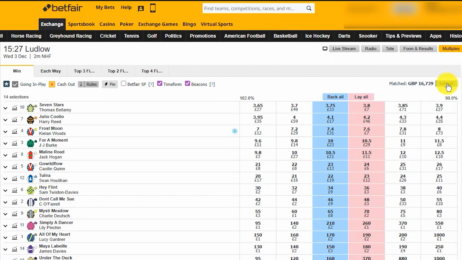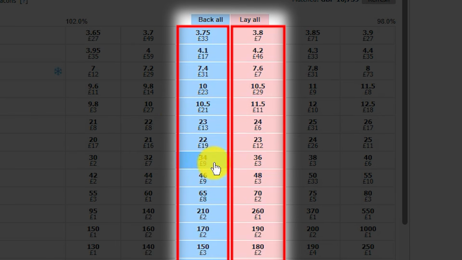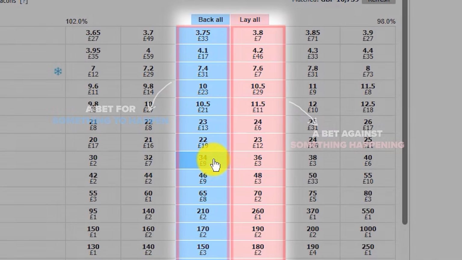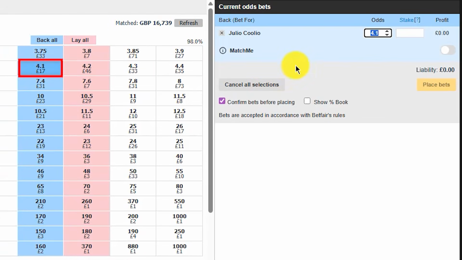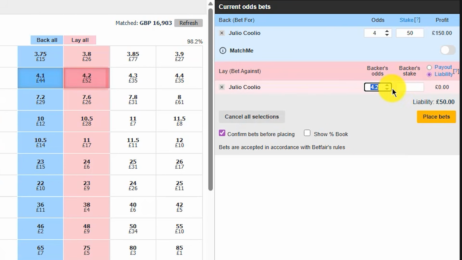On every market, you'll see blue odds and pink odds. The blue boxes represent back bets, a bet for something to happen. The pink boxes represent lay bets, a bet against something happening. They're total opposites. As an example, if I click here at odds of 4.0, I'm saying that I think Julio Coolio will win. Whereas if I click here at odds of 4.0, I'm saying that I think Julio Coolio will not win.